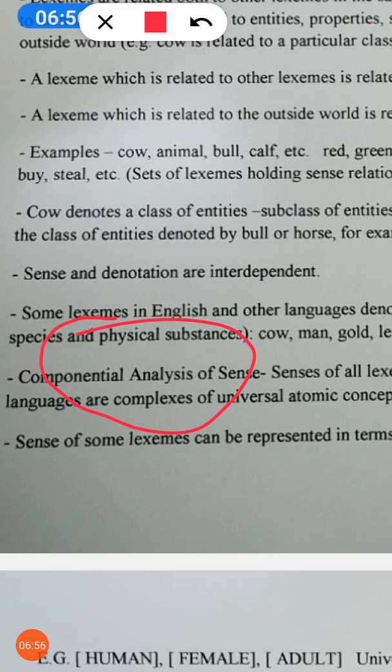For him, he thinks that senses of all lexemes are complexes of universal atomic concepts. By the way, if we put it in a technical sense, for John Lyons, the sense of some lexemes can be represented in terms of universal sense components, that is, meaning components.